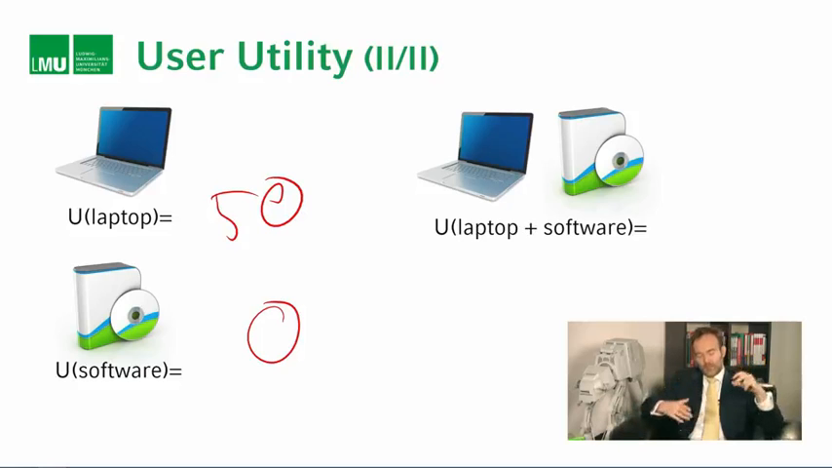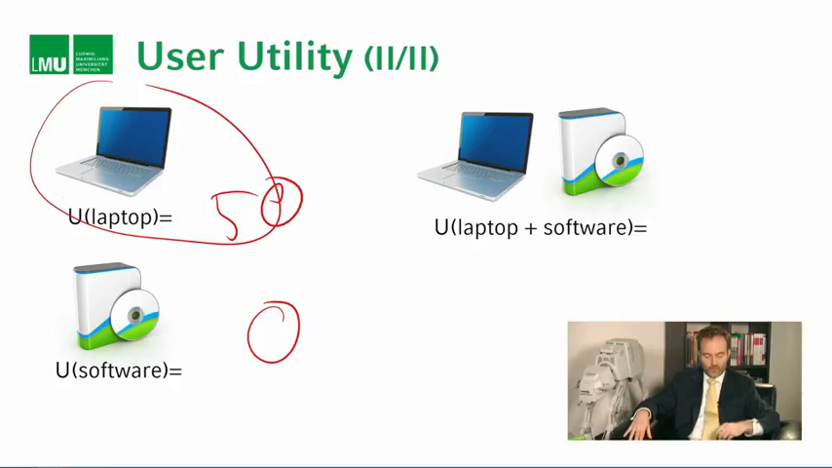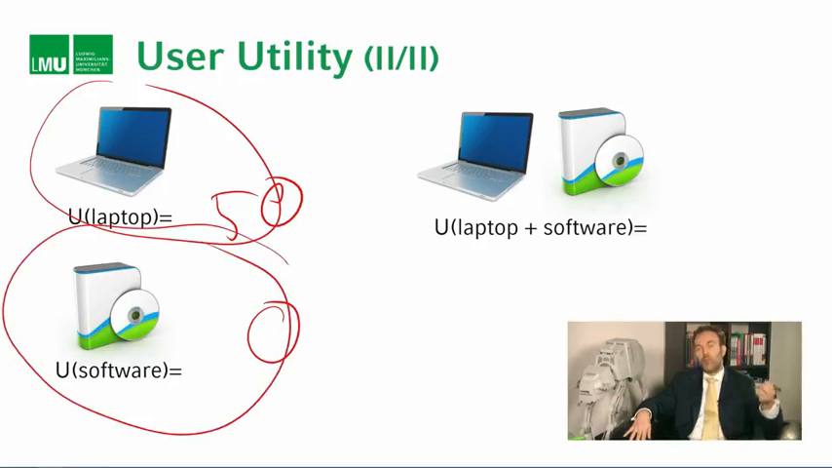So what would happen if you combined laptop and software and you were able to use those together? It would be worth more than just the laptop, and it would definitely be worth more than just the software, and it would even be worth more than the sum of the two. So we could imagine a situation where using the laptop and the software is worth 100. So that's the definition of a complement in terms of the user utility.